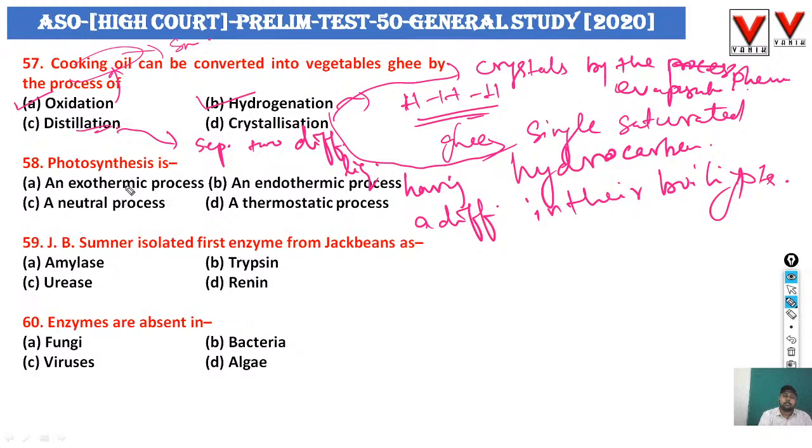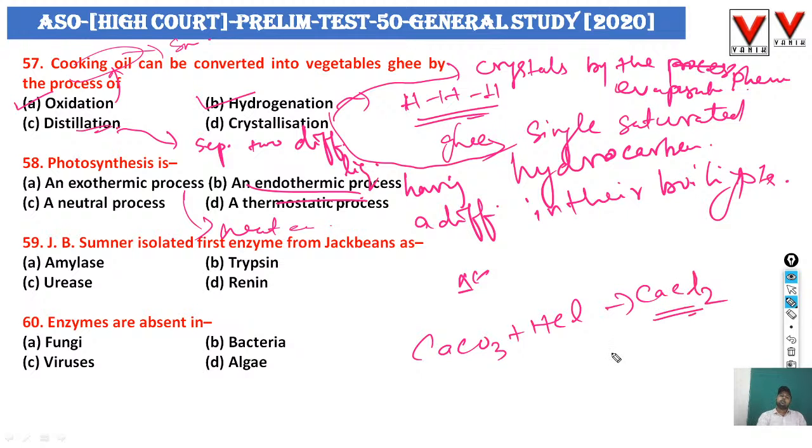Question number 58. Photosynthesis: heat is taken in by the plant, so it is an endothermic process. Exothermic means heat is released out, a huge amount of heat. How can you confirm it? Take CaCO3, calcium carbonate, and add dilute HCl to it. You will have calcium chloride, followed by H2O, plus a huge amount of heat released. This delta sign stands for the release of heat. So the answer is option B.